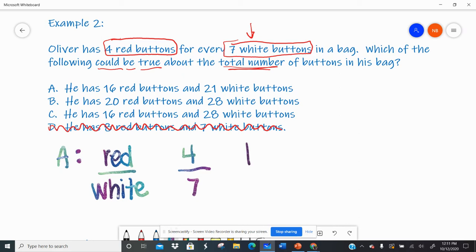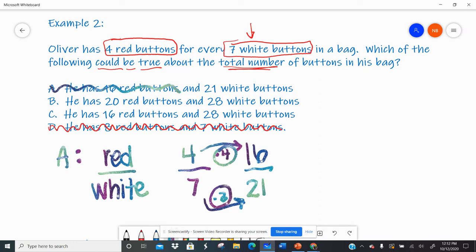Let's check A. A says if he has 16 red, there's 21 white. Well, okay, let's think to our facts. 4 times 4 is 16. 7 times 3 is 21. And since these numbers are not the same, it cannot be A. Boop, it's not you, bro.